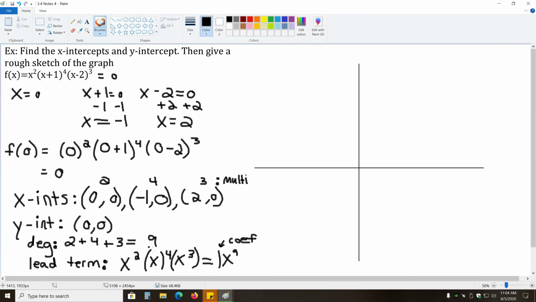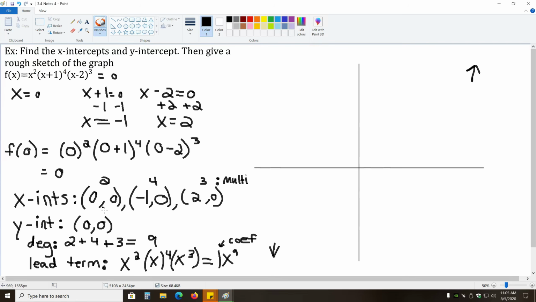So, what does this tell us about the graph based on this degree of 9 and this lead coefficient of 1? Well, the degree being 9 tells us that the ends of the graph go in opposite directions, and the lead coefficient being 1, meaning it's positive, tells us that the graph will start in the bottom left, and end in the upper right. Remember, if it's negative and the degree is odd, then it would start in the top left and end in the bottom right.